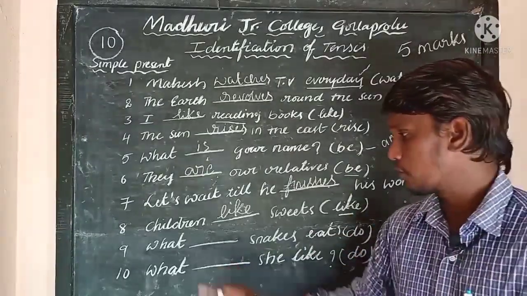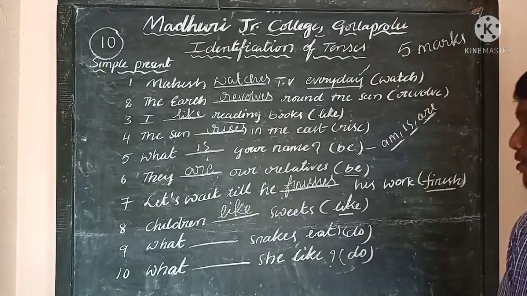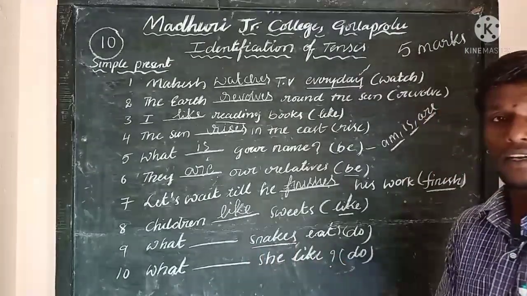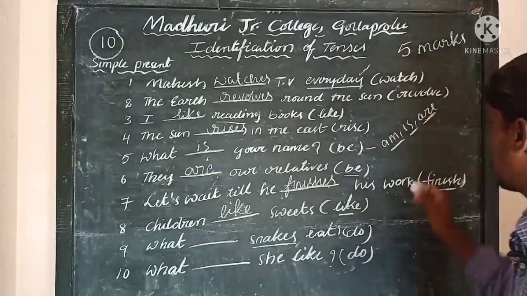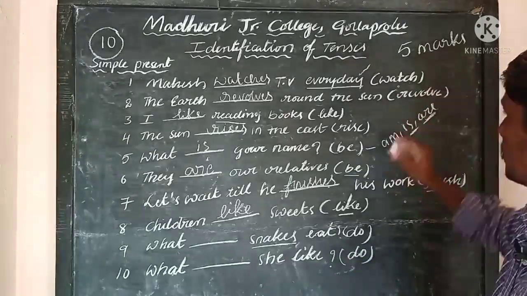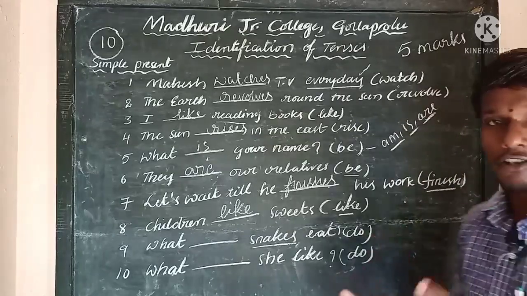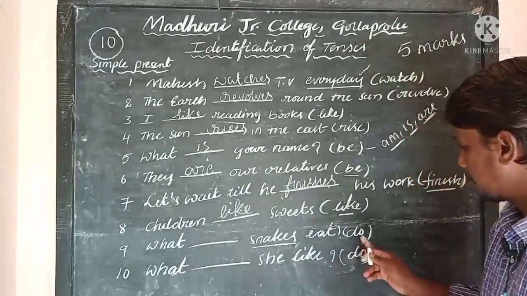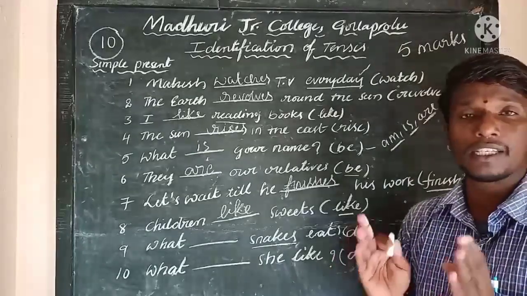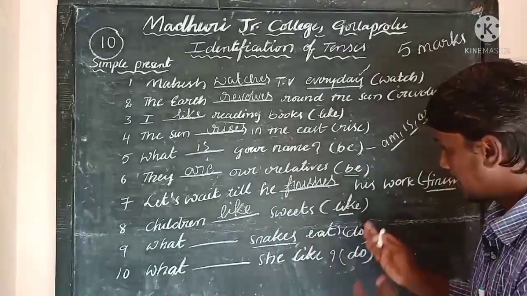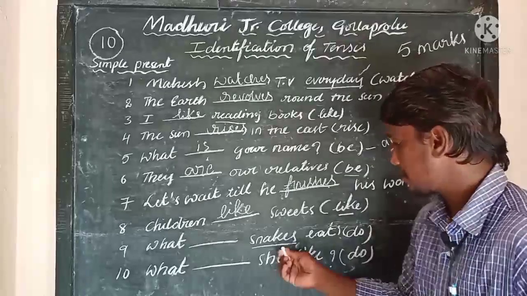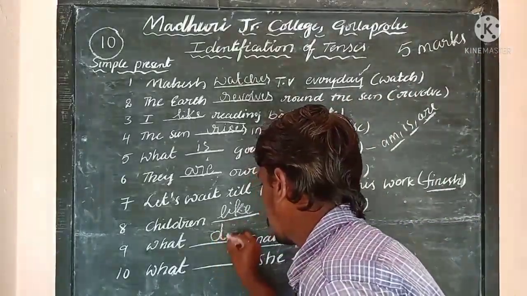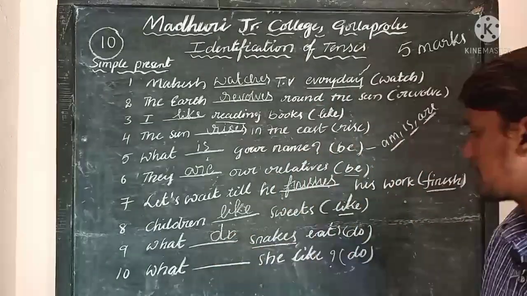And now coming to the ninth question. What do snakes eat? Snakes is a plural subject, so for all plurals, when it comes to the do forms, do, did, does. Did is the do form for all the pronouns, and do is for all plural forms, and does is for all singulars. Here, as snakes is plural, you should write do. So, what do snakes eat?